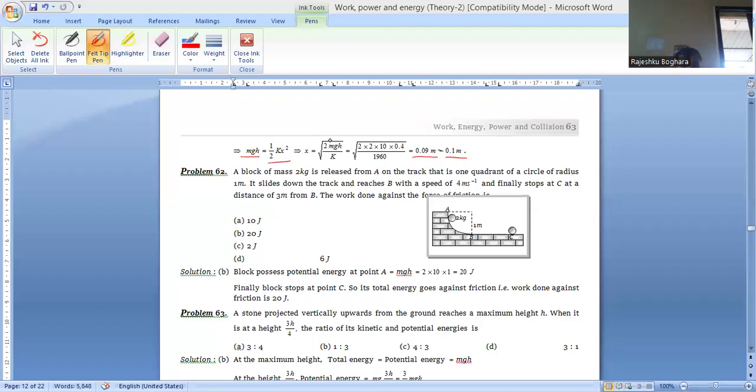P equal to W by T, then W equal to P into T. Work versus T का ग्राफ. ओके, तो इसका जो स्लोप है it gives power. P equal to dW by dt, so slope is equal to tan theta. स्लोप it gives power. ये हमें याद रखना है. वर्क वर्सेस T का ग्राफ का जो स्लोप है it gives power.